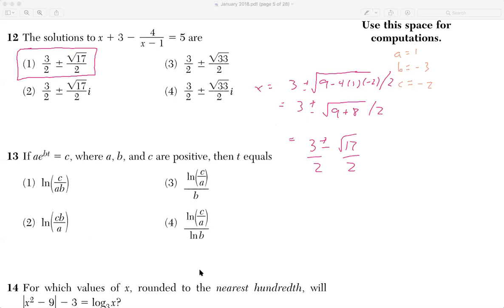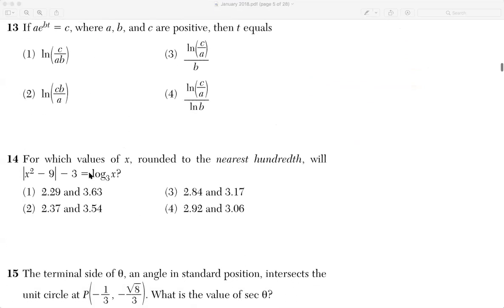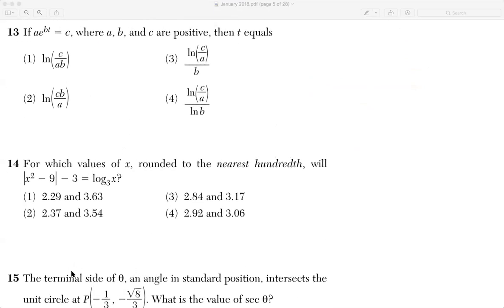Okay, going to move on to the next one. This is what we will learn, or some of you guys did learn this last year, maybe forgot. But if this equals this, then t equals, so let me just set this up. A, e is a constant like pi, b to the t equals c. Remember how I said pert? This is p, e, this is r, this is t. So sometimes they call the p an a. We want to solve for t, divide both sides by a. Then you get e to the bt equals c over a.